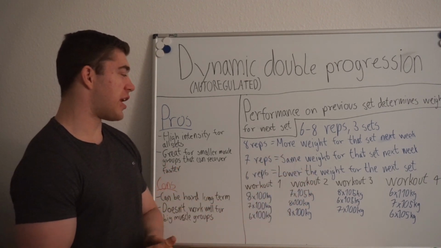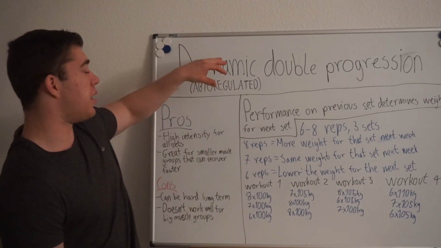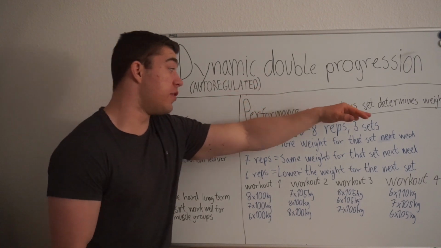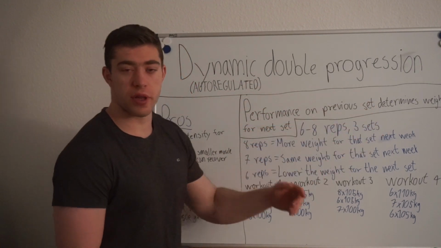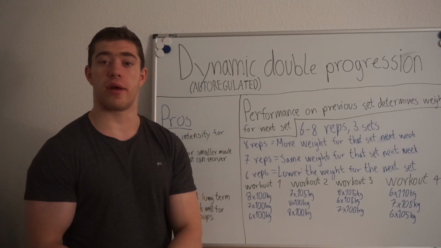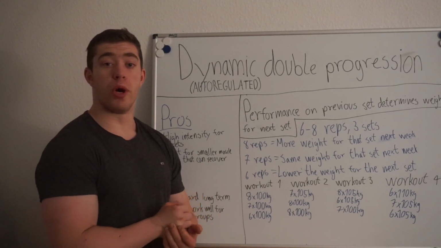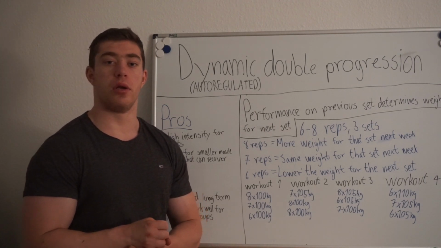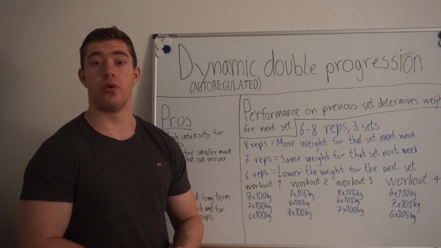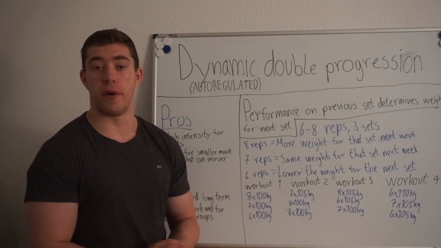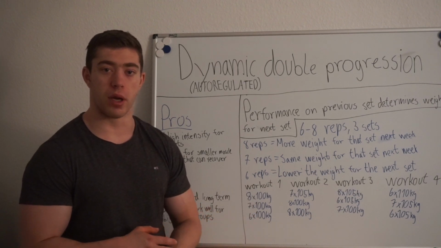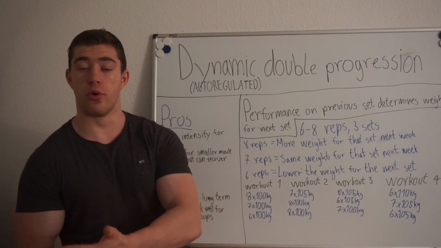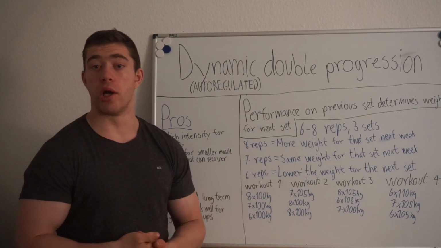So if we take a look at a way to use dynamic double progression and why it is auto-regulated. It is auto-regulated because performance on the previous set determines the weight for the next set. Auto-regulation means that based on how you're performing, or based on how you're feeling, the weight changes. So if you're not feeling as good on a day and you can't hit an exact weight, you decrease the weight a little bit depending on how you're feeling or performing. So you're not just scoped in on having to hit a certain weight no matter what if you're not feeling up for it.